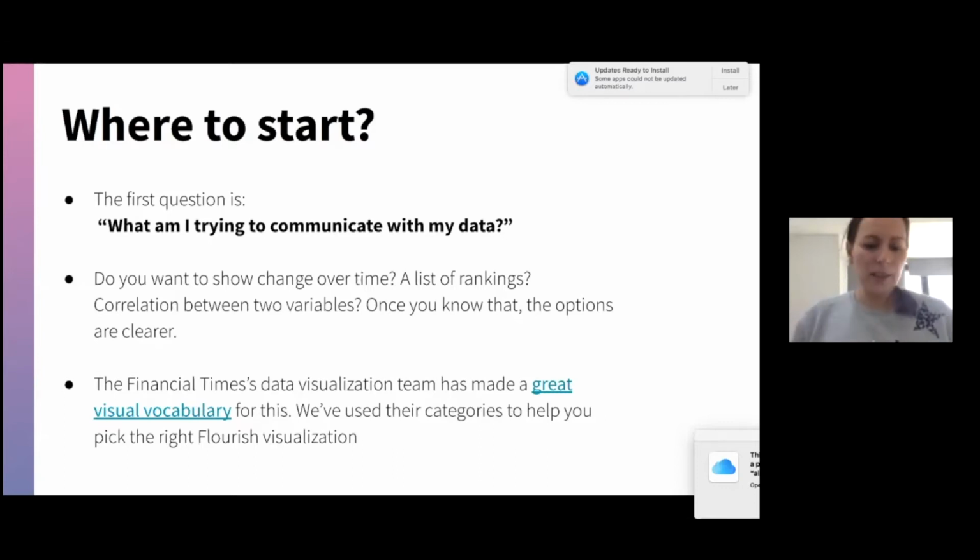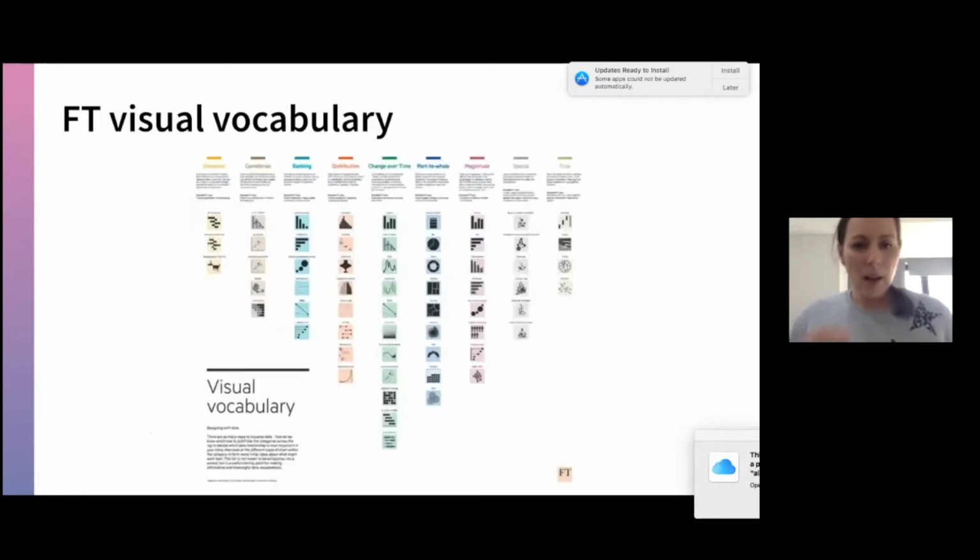And one resource that I would thoroughly recommend is the Financial Times's visual vocabulary from their data viz and journalism team. It's a very thorough record of all the different chart types and what chart type to use for what specific data set or story you want to tell. And the categories I mentioned earlier, like change over time and correlation, ranking, are all the names that they have used as well. So we're trying to be consistent with that. So I would thoroughly recommend a browse of this, and the link will be in the slides that we post afterwards, so you can have a look.